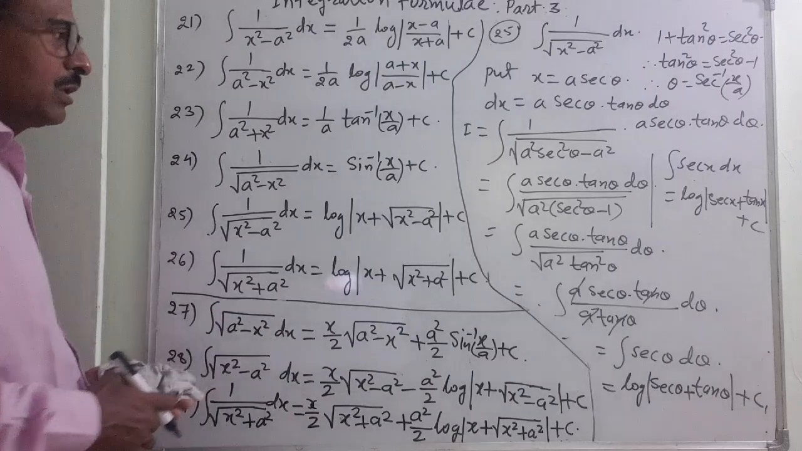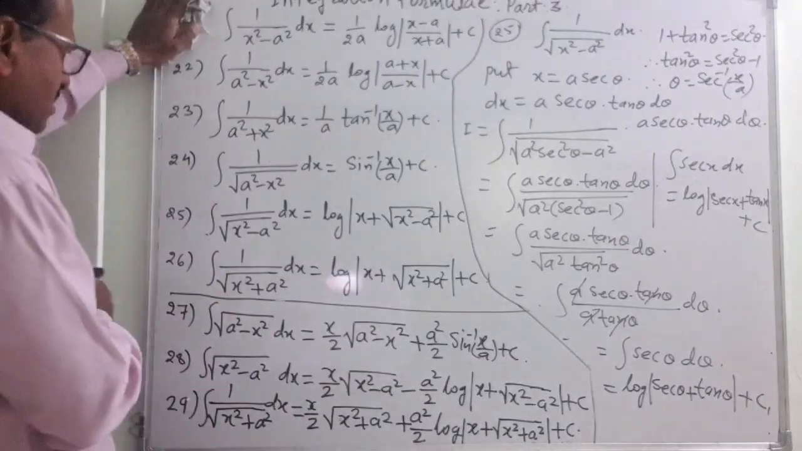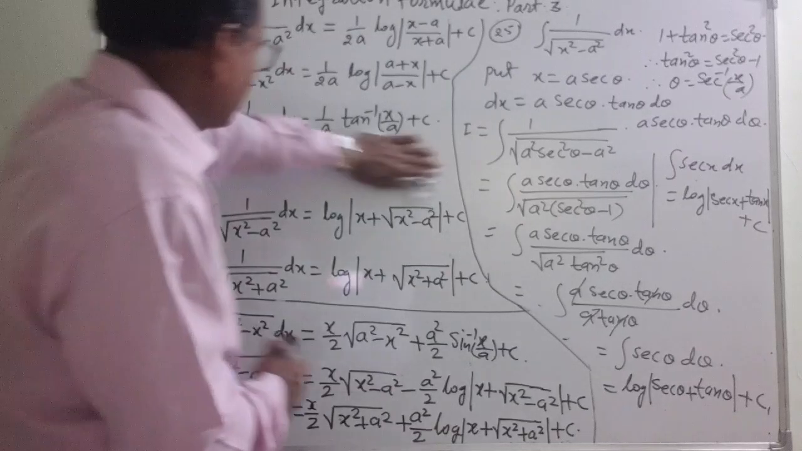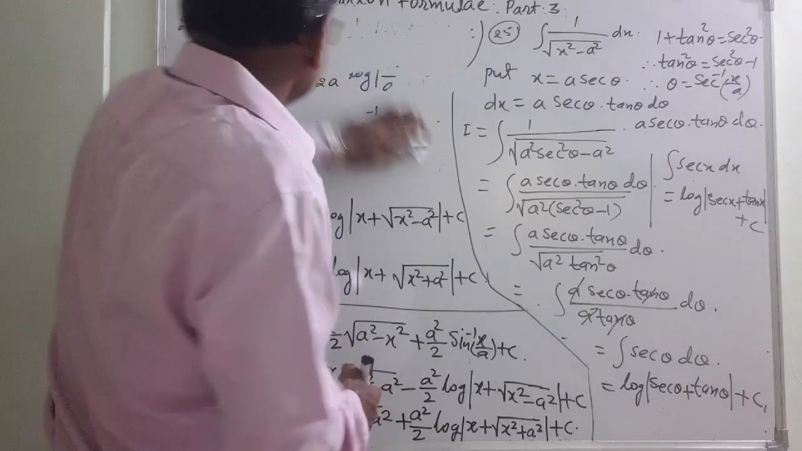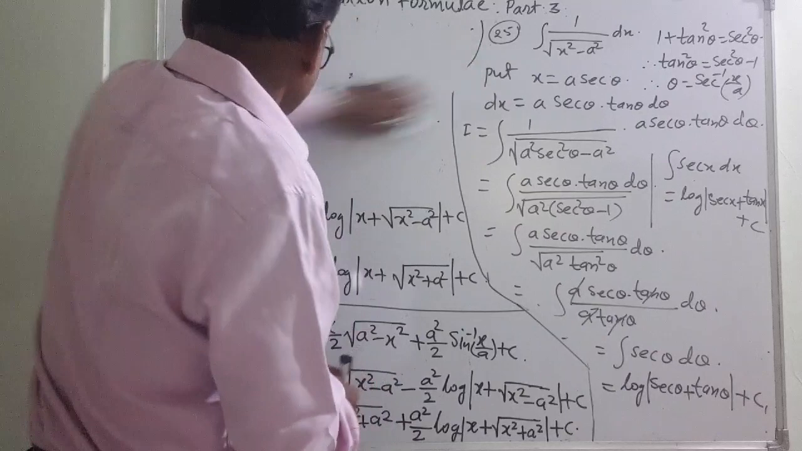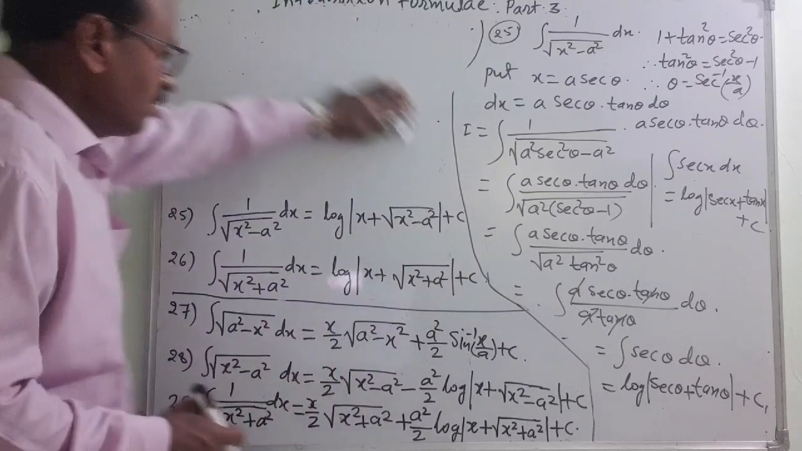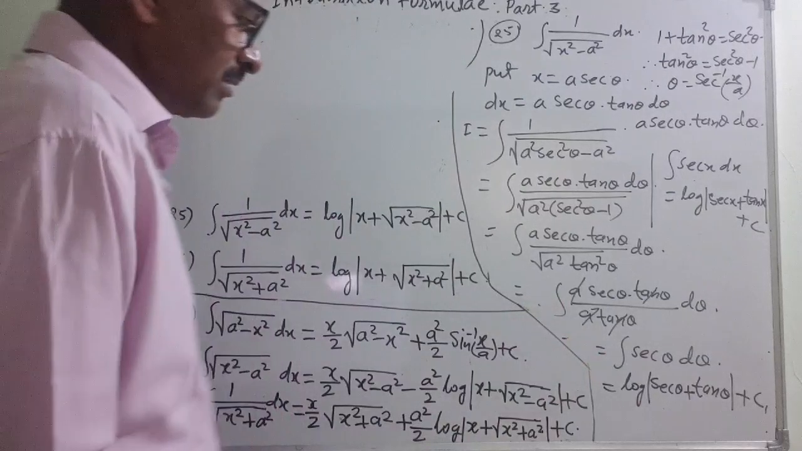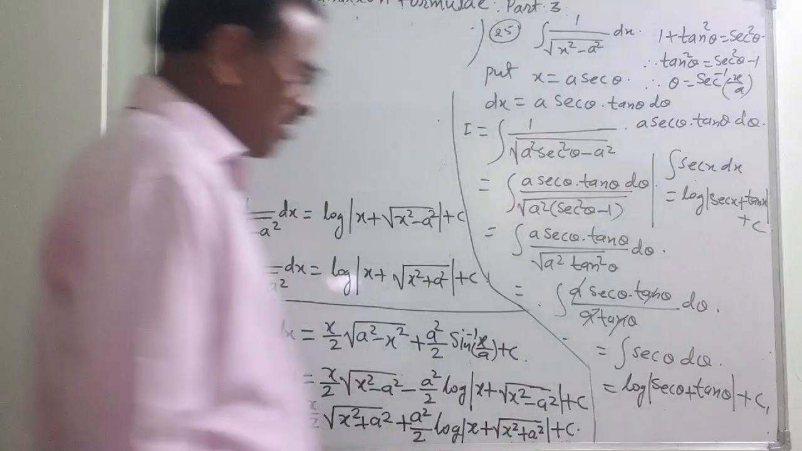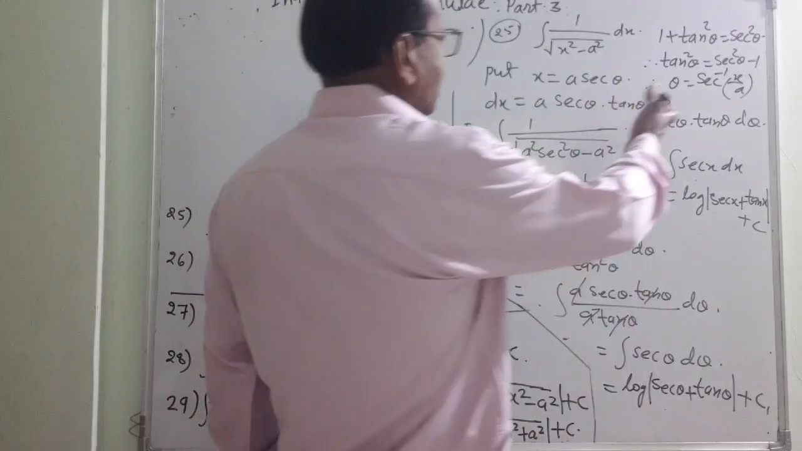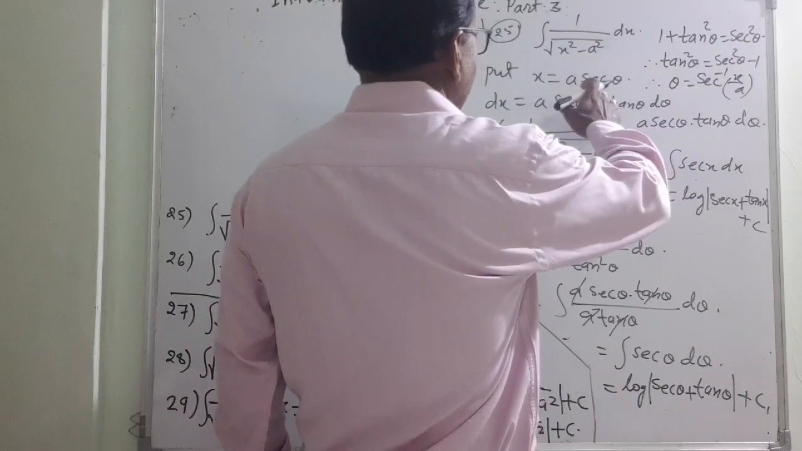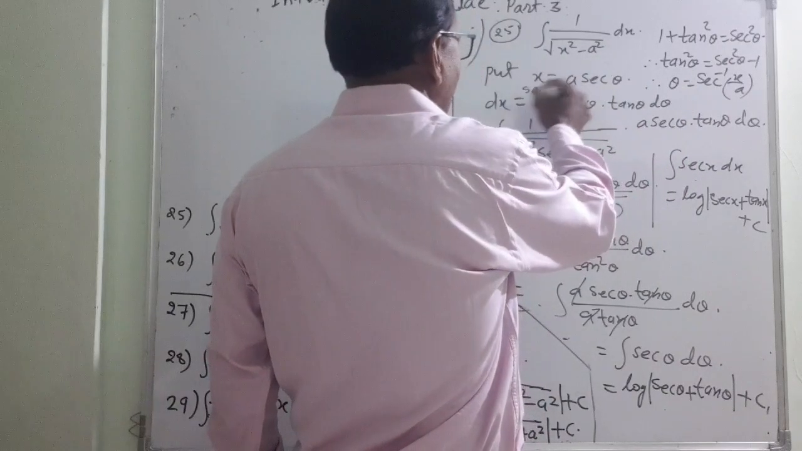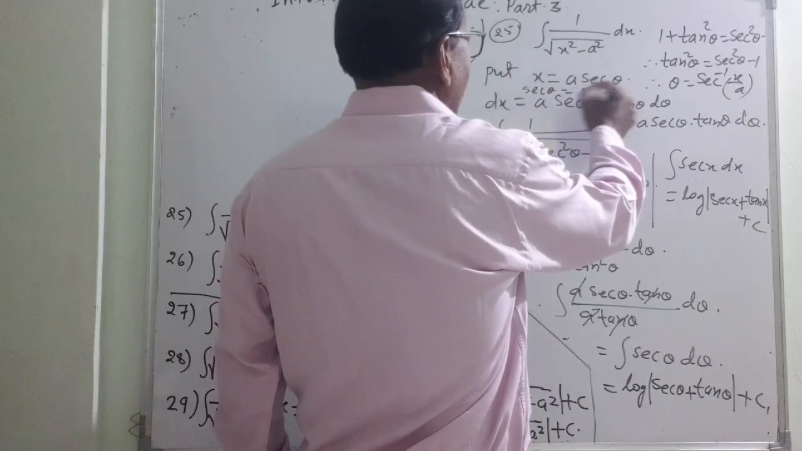So now I will drop this part. But our answer should be in x. It has come in theta. What is sec theta? Sec theta is x upon a. Sec theta is equal to x upon a.